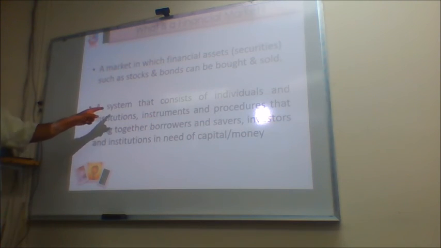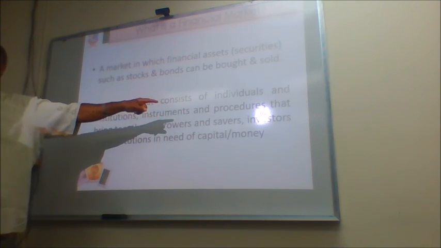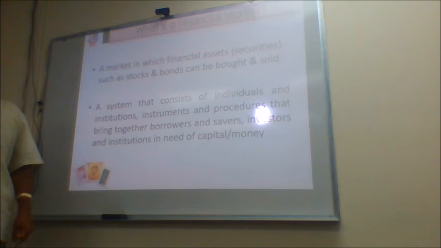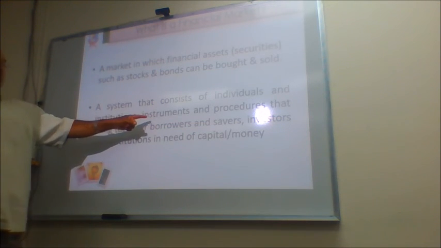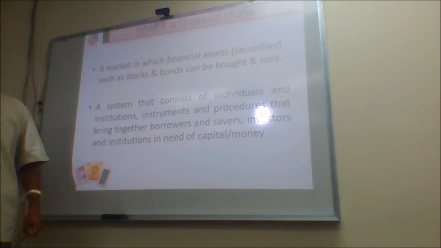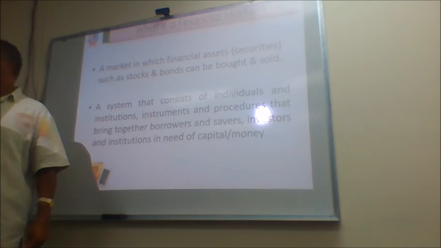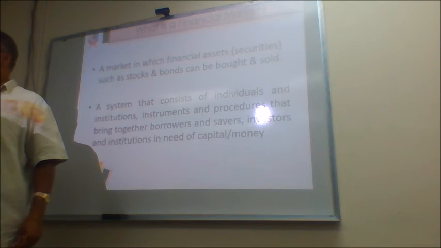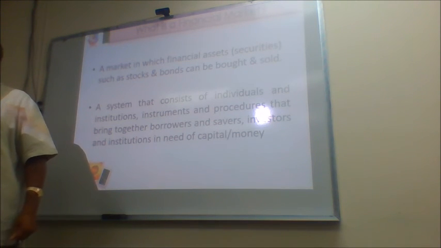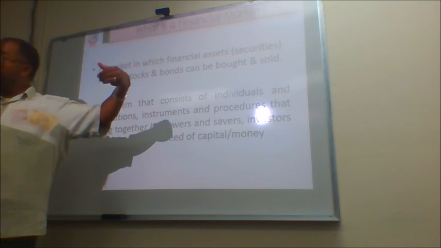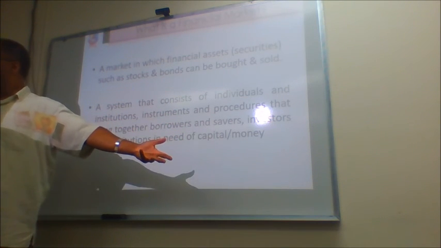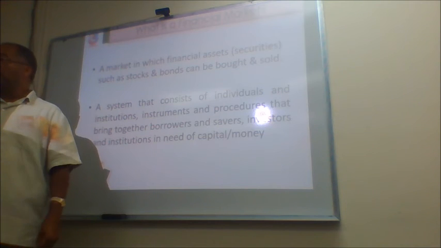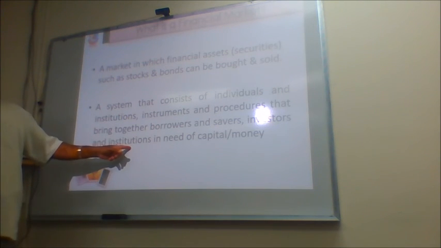So, a system that consists of individuals, DeAndre, who bought her Commonwealth Brewery shares, and institutions, she dealt with Commonwealth Brewery and she dealt with Colina. Instruments and procedures: the instrument was the shares, and the procedures were the particular way you had to go and do it. These bring together borrowers and savers, her in the first instance as a surplus unit, the saver, and the other person who was selling them, the borrower or deficit unit. And investors and institutions in need of capital. If we take out the personal side, it would be an organization.